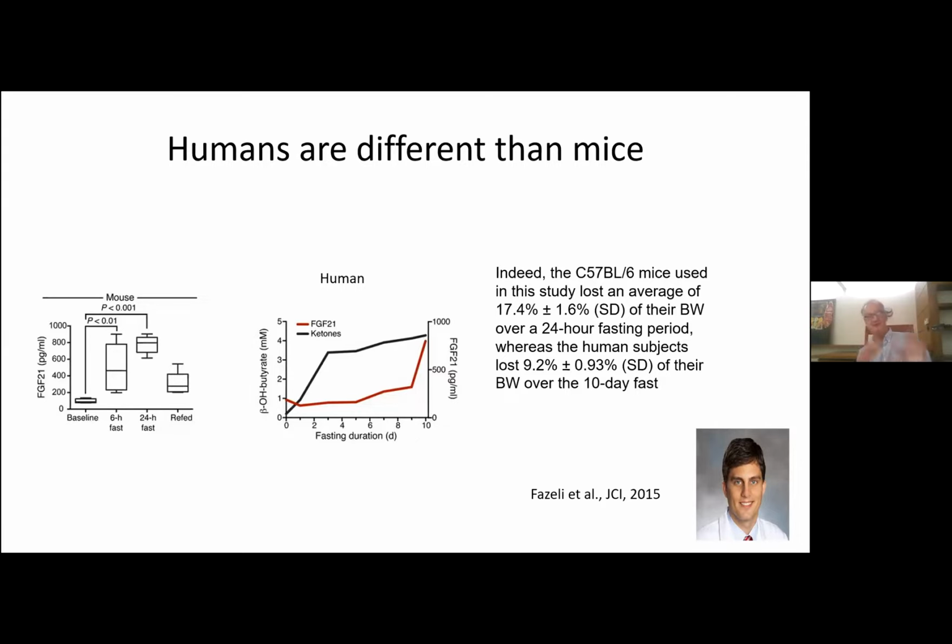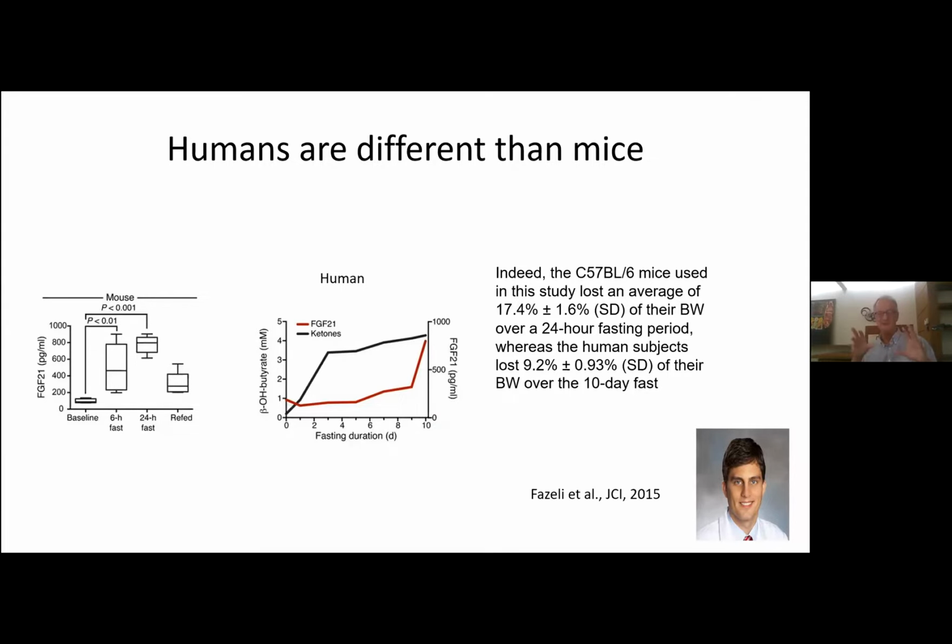There are many reasons this could happen, but the difference we've talked about between small animals and large animals is that mice in an overnight fast, in the paradigm that gave rise to this induction of FGF21 in Matt's lab, lost about 17% of their body weight overnight. Humans, over these 10 days, lost at most under 10%. So there's a huge difference.